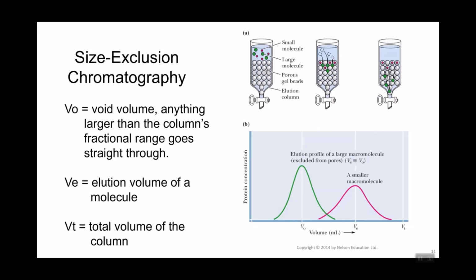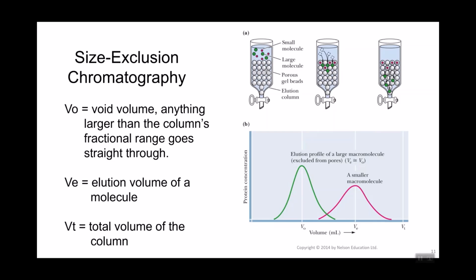The elution volume would be where a molecule comes off the column, and this could be the void volume if it doesn't partition in the beads. The total volume of the column is the lowest range of fractionation where the smallest molecules spend the most time on the column.